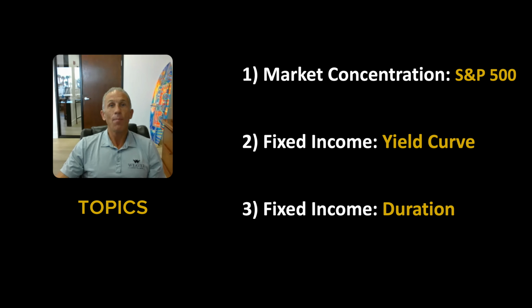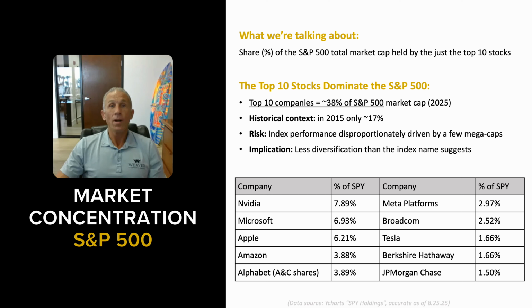Today we're going to be talking about market concentration, specifically the S&P 500, fixed income, the yield curve, and fixed income with duration. So market concentration in the S&P is dominated currently by 10 stocks, and those 10 stocks represent 38% of the S&P market cap.